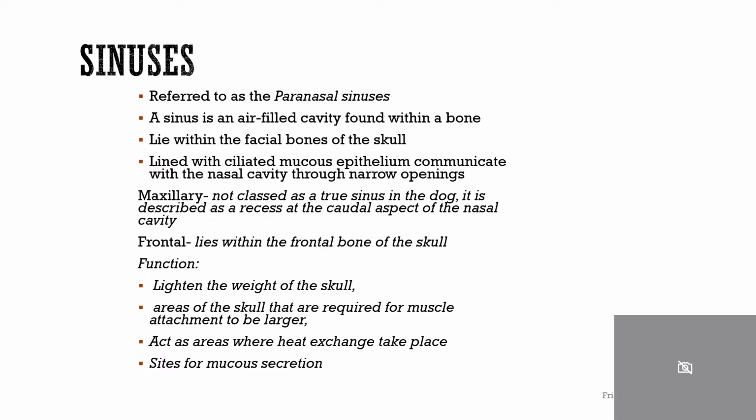We also have the frontal sinus, and this lies within the frontal bone of the skull. The function of sinus is to lighten the weight of the skull, allow areas of the skull that are required for muscle attachment to be made larger, and act as areas where heat exchange can take place, and they are also a site for mucus secretion.